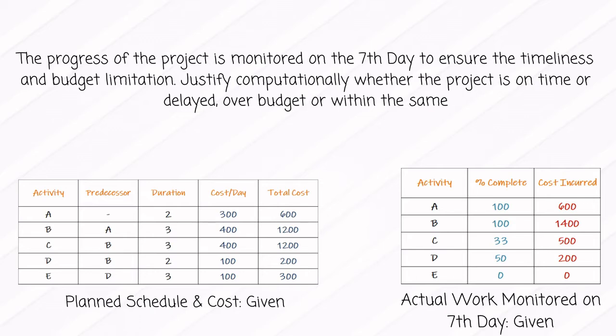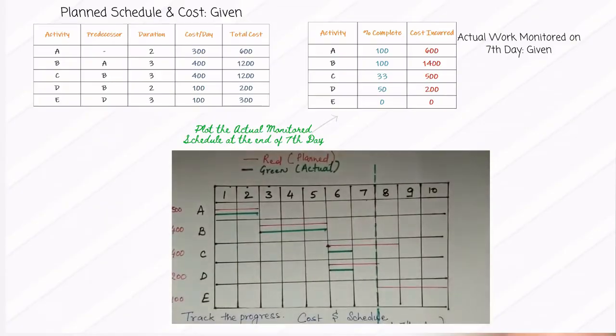Along with the planned activity cost and schedule, we have already been given that the actual work is monitored on the seventh day. So we need to justify computationally whether the project is on time or delayed, that is, whether it is over budget or within the same. Here on the screen you can see the planned schedule and cost that is given, and the actual tracked terms that are given on the seventh day. So we are given some values of the actual work monitored on the seventh day.